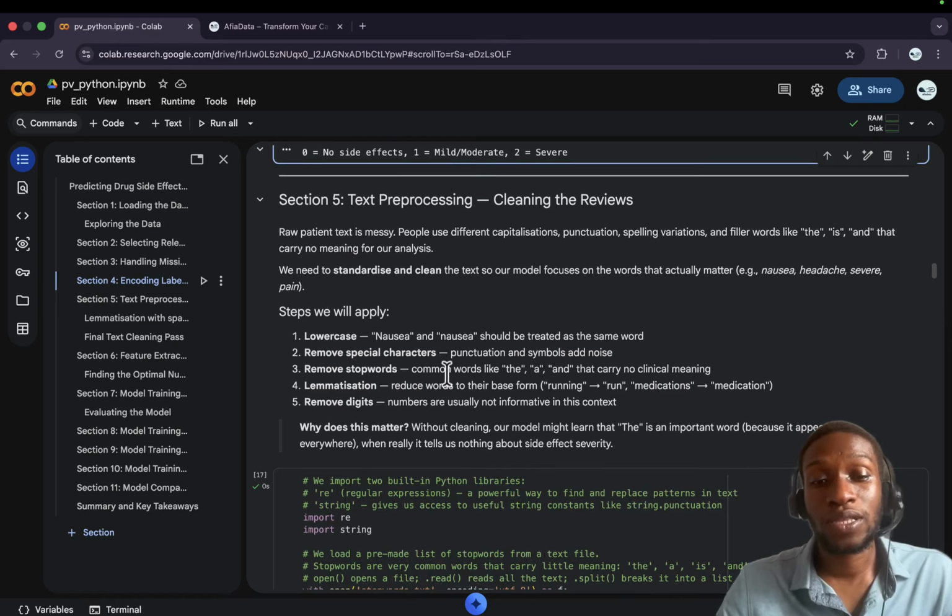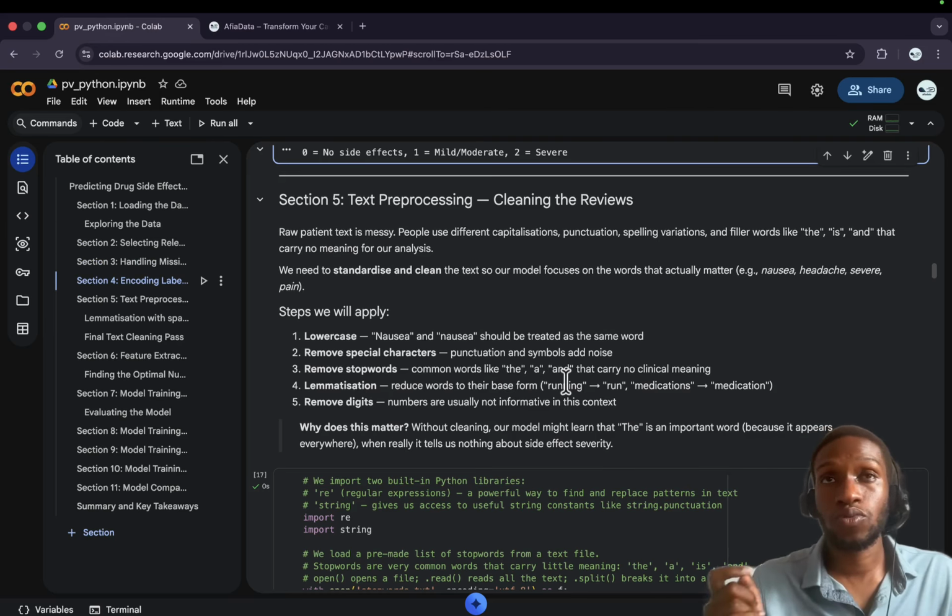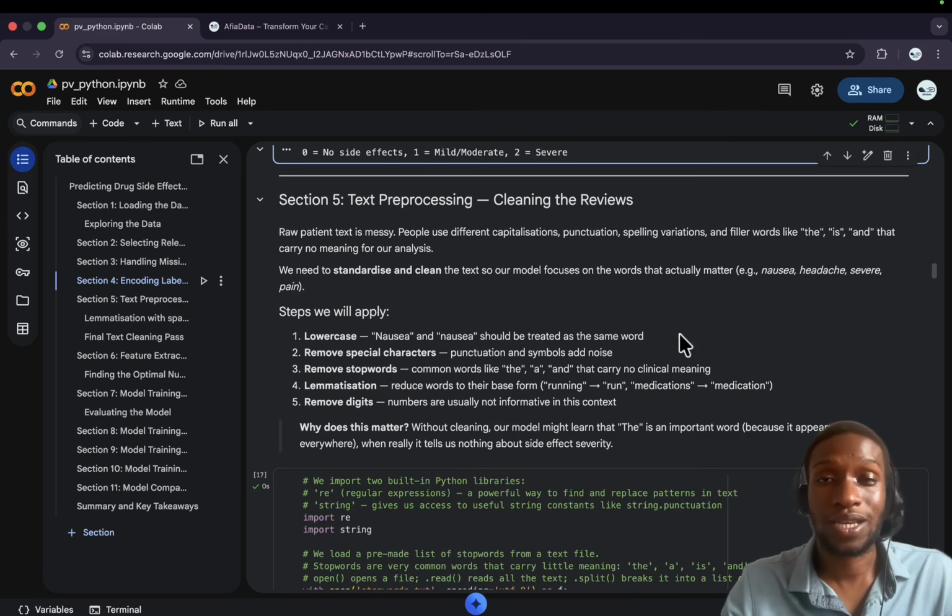We remove stop words, that is, common words like they, are, those words that don't really have any clinical meaning. Because you can imagine, if we train our model with words like they, are, and all that, the model will be looking for those stop words to make a prediction, while we know those stop words are not very important for understanding the severity of side effects.